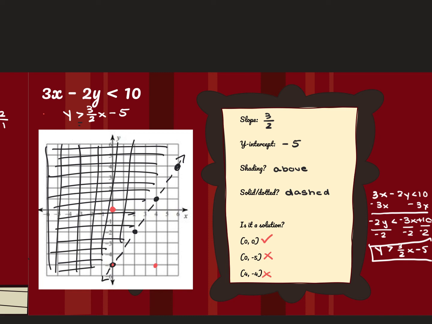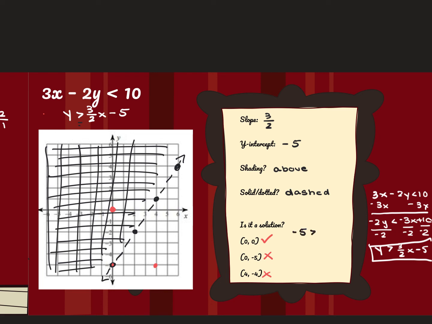We can also double check ourselves by plugging our x and y into our inequality. So doing a little side work over here as an example. I have my y value is 0. Excuse me, my y value is negative 5. I apologize.